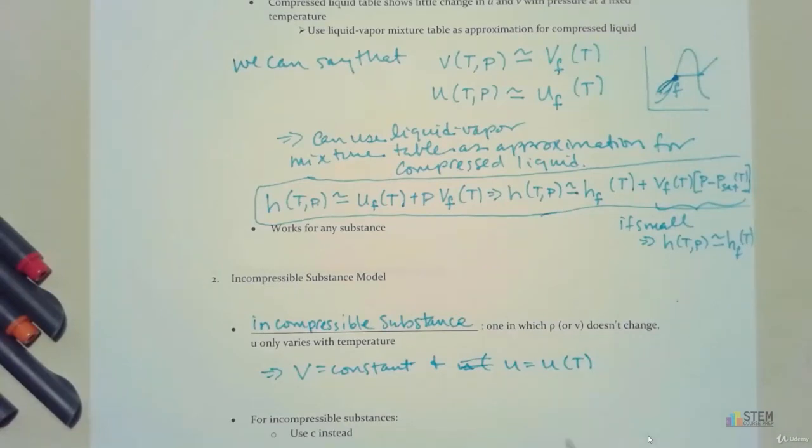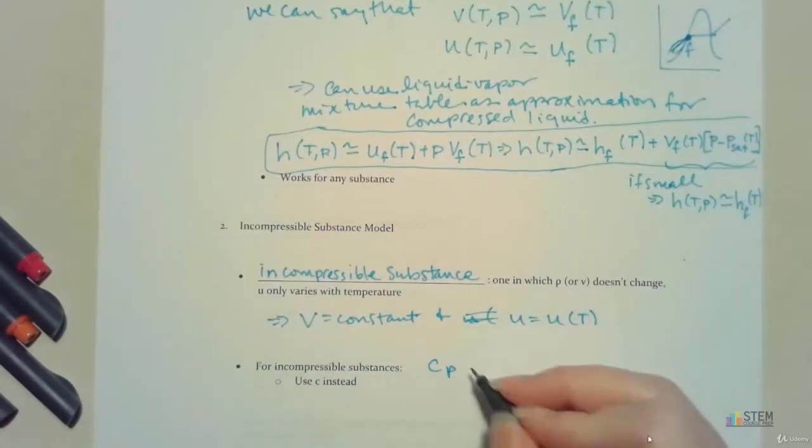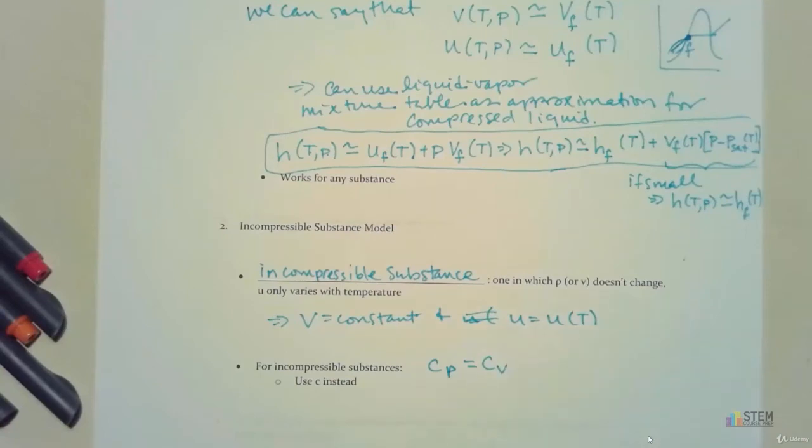Now, if we have an incompressible substance, we're going to say the specific heat at constant pressure, Cp, is equal to the specific heat at constant volume. All right, so if our density doesn't change and U only varies with temperature, we can make this claim right here. And since these are equal, we're just going to use the variable C instead. So there's no need to have Cp and Cv when they're the same value. We'll just call it C.